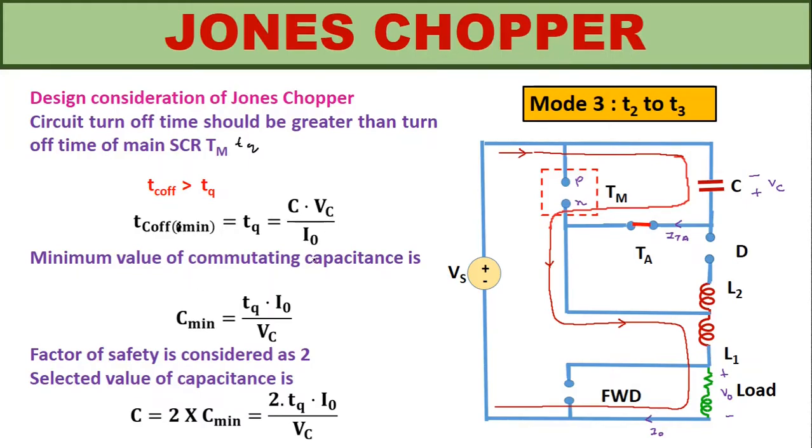Now the minimum value of commutating capacitance from this equation will be C minimum equal to TQ into I naught divided by Vc. In the Jones-Chopper circuit, the factor of safety is considered as 2. Therefore, the selected value of commutating capacitance C is equal to 2 into the minimum value of commutating capacitance C minimum. Now, we will put this value here. We will get 2 into TQ into I naught divided by Vc. So, this is the equation of the commutating capacitance present in the Jones-Chopper.